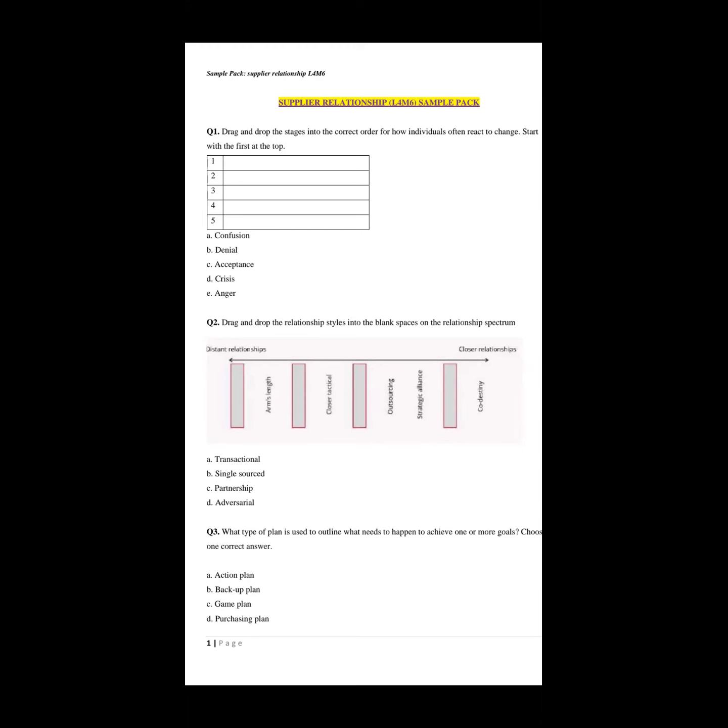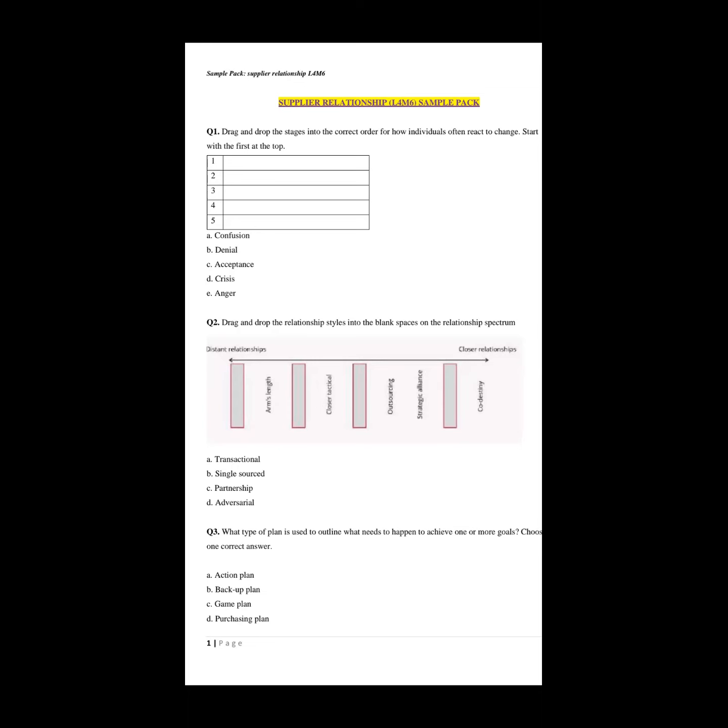Adversarial. Okay. Then we have arm's length, followed by what? Transactional. Okay. Then closer tactical, followed by single source. Then we have outsourcing, strategic alliance, then partnership. Perfect. So we are done. We can now move on to the next question.